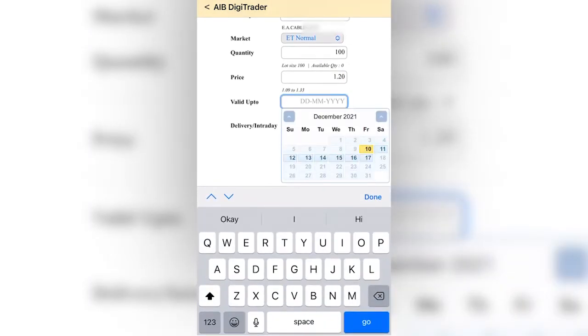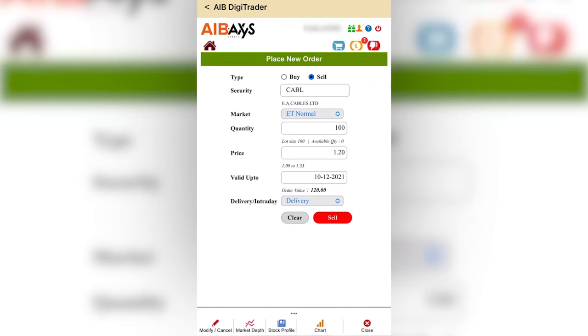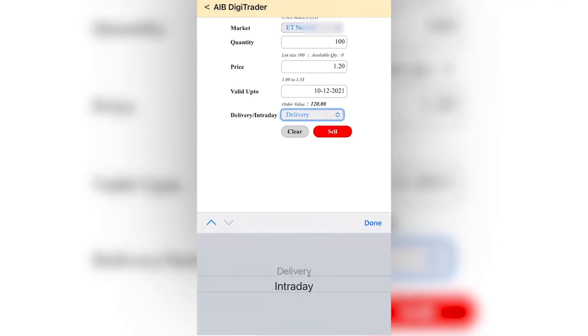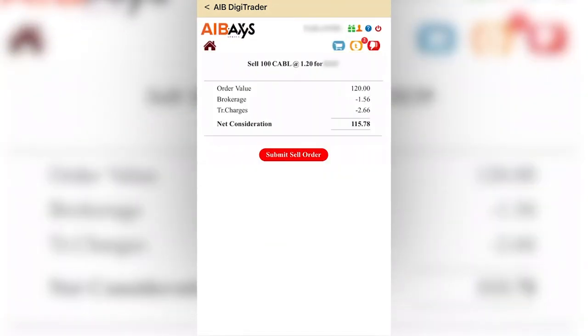Again, in the valid up to, choose the current day because this is an intraday trade. Make sure to put in intraday and click sell. Again, your order will be broken down for you. Sell 100 East African cable shares at 1 shilling and 20 cents.